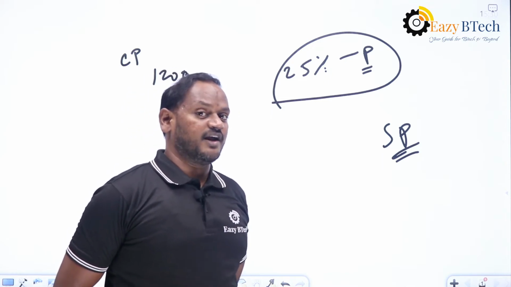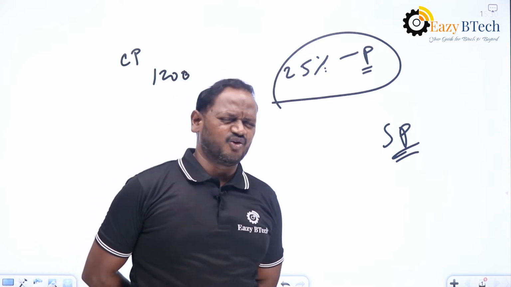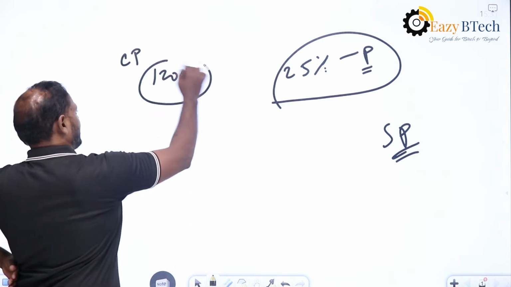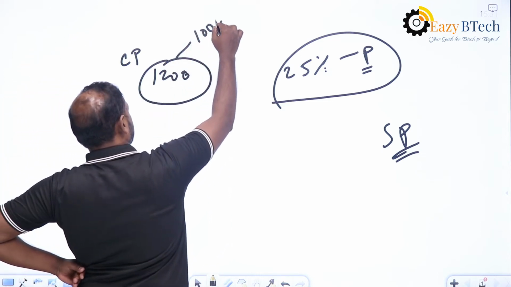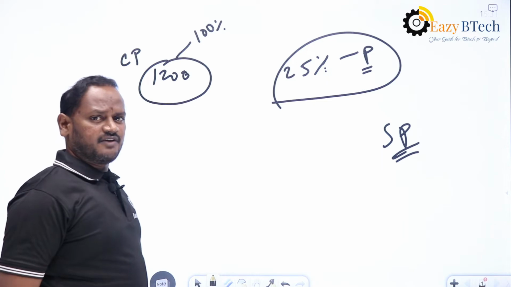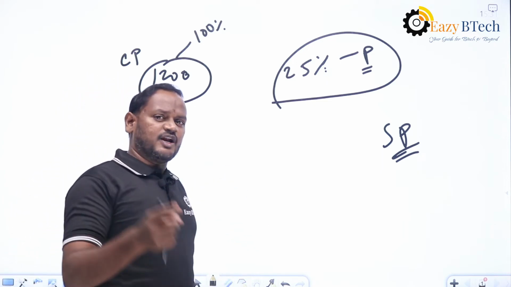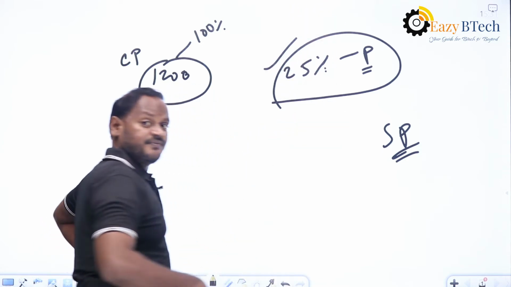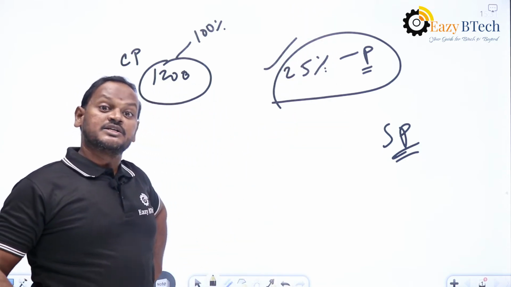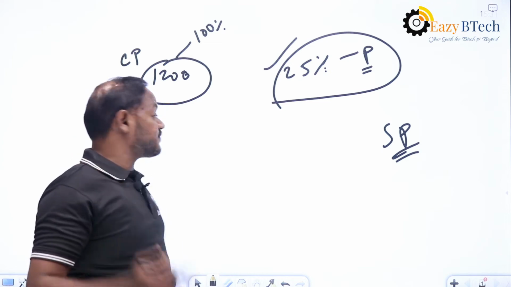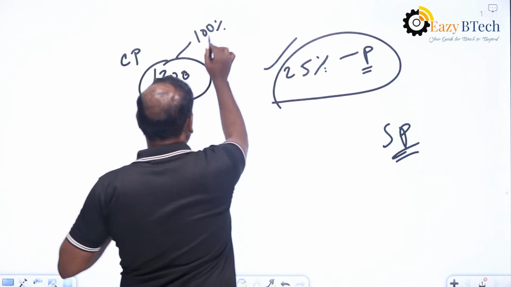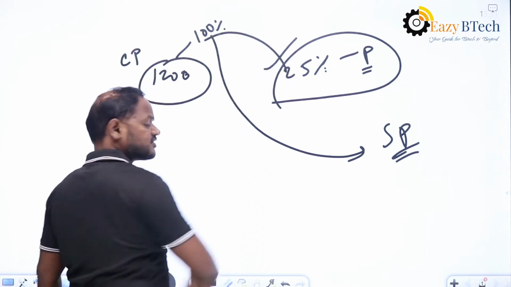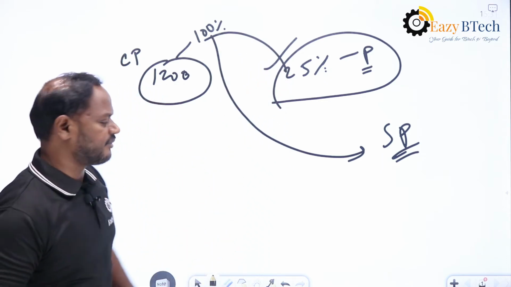According to our own knowledge and basic approach, without formula, we don't want those particular formulas. Very simple, right? 1200 can be taken as 100%. The given cost price value is taken as 100%. But I need to sell it for 25% profit. That's why the selling price should be more than 100%, yes or no? That's why this 25% should be added to 100, so it becomes 125%.